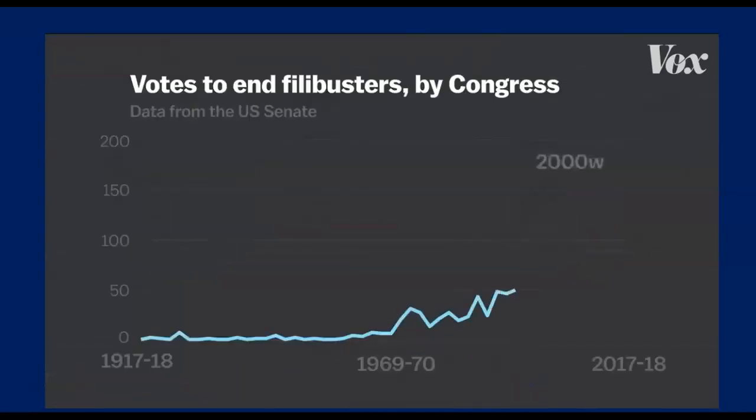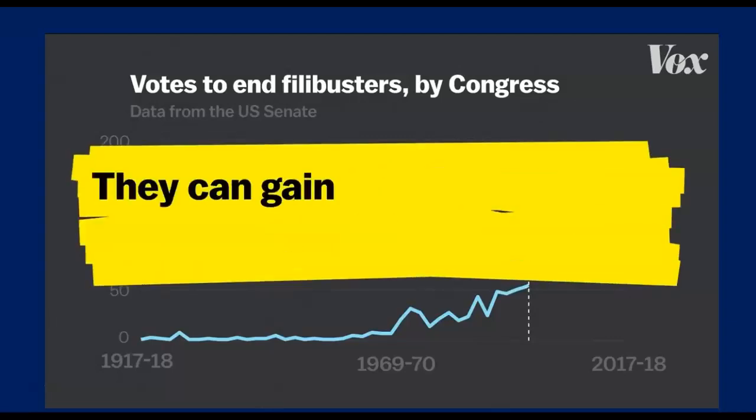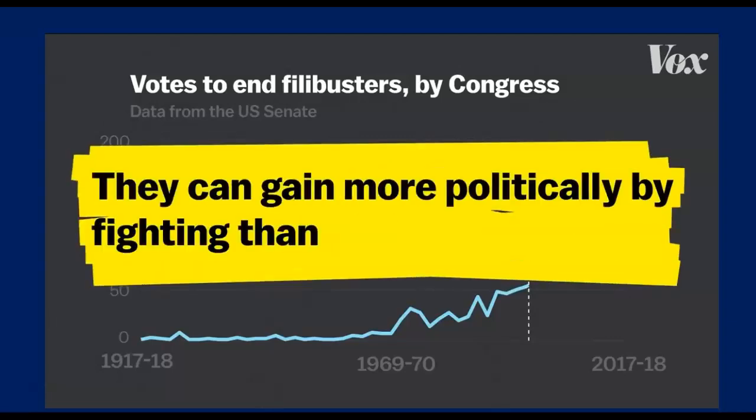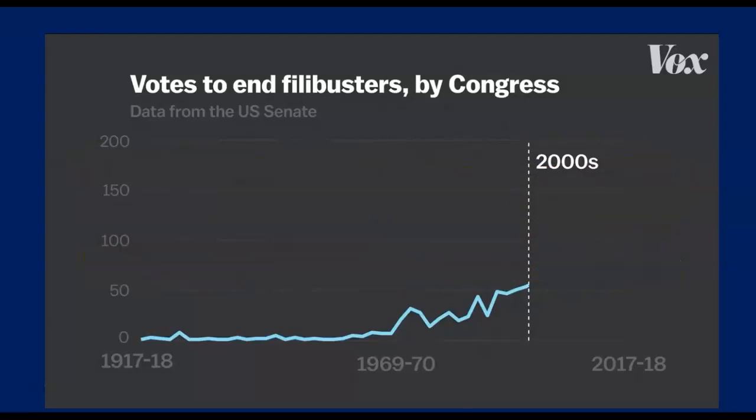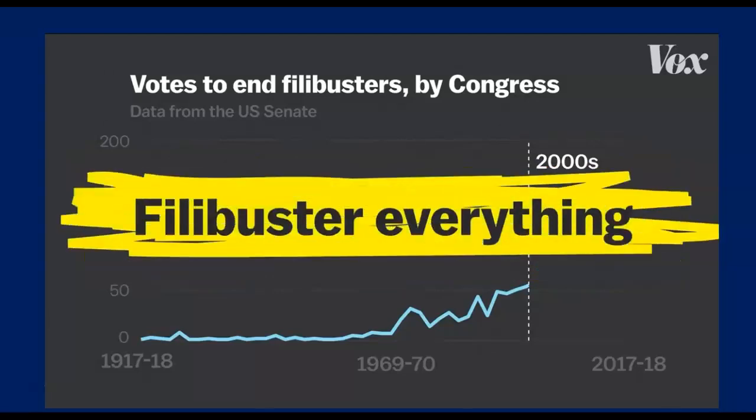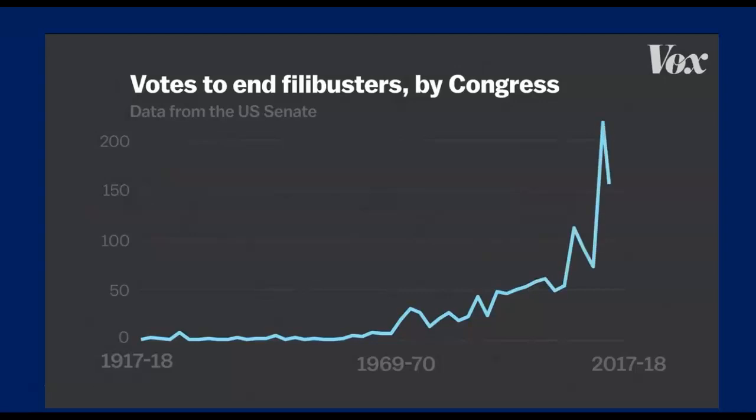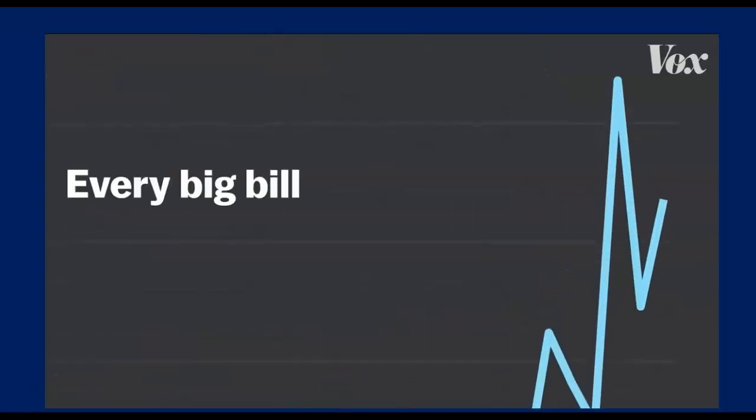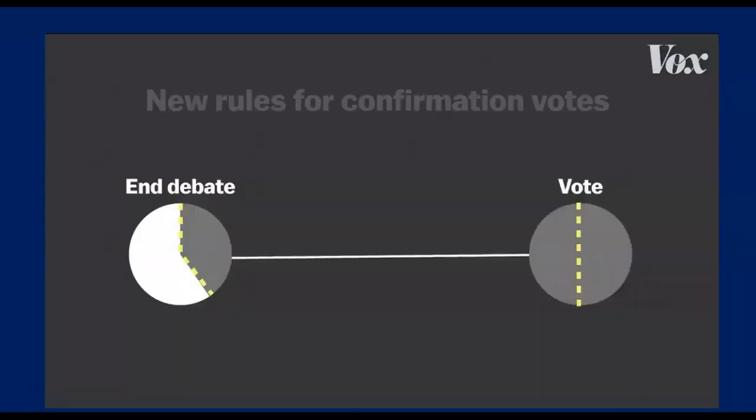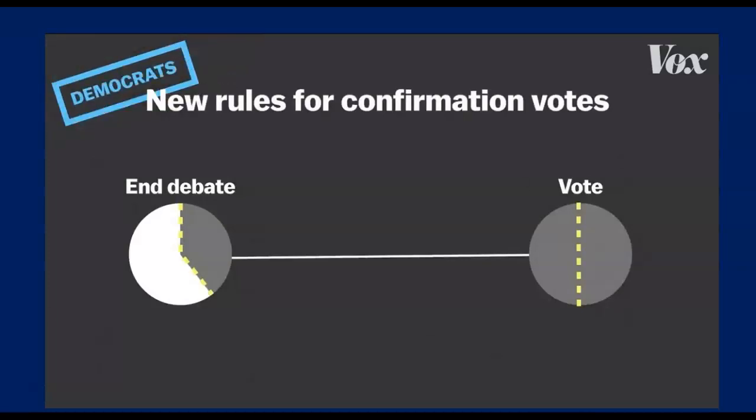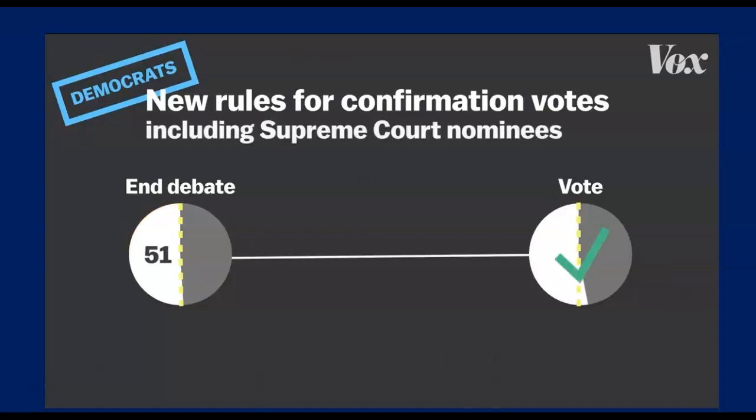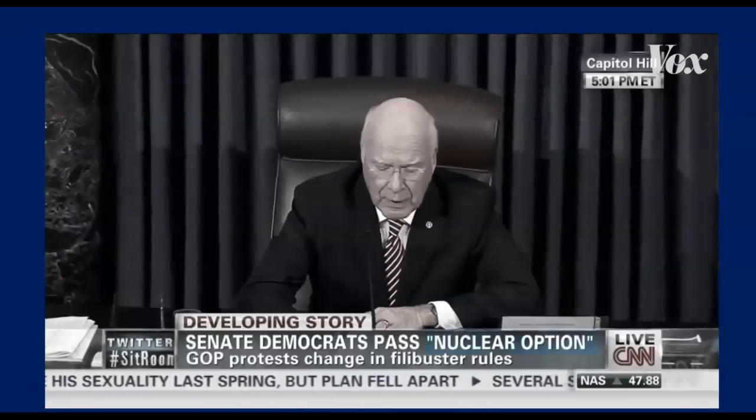And then around the 2000s, senators in the minority start to realize something. They can gain more politically by fighting than by cooperating. So they filibuster everything the other party wants to do. That's what leads to this spike. Now, almost every big bill is filibustered. Finally, in 2013, the Democratic majority makes a change to the rules that says the filibuster no longer applies to certain confirmation votes. In 2017, the Republican majority makes another similar change. Both times, it feels like a huge deal.